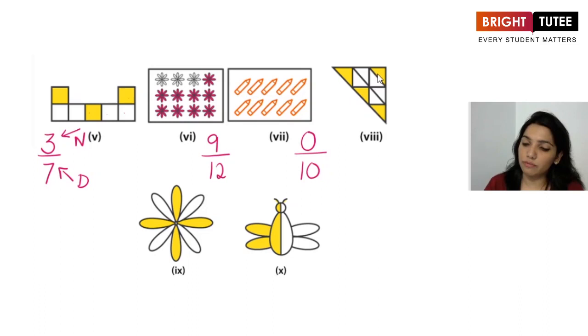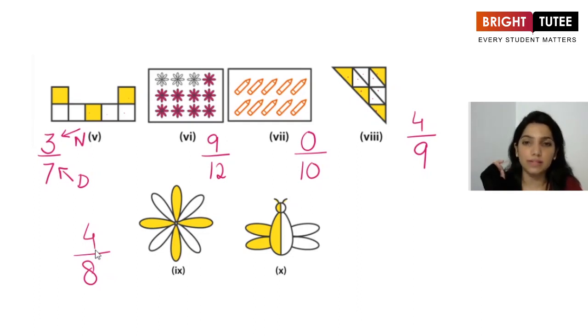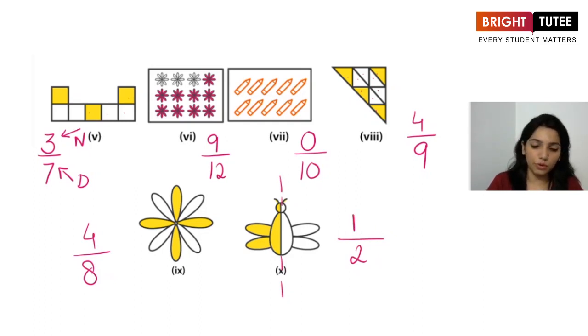Now the next one, we have 1, 2, 3, 4, 5, 6, 7, 8, 9. So out of 9, we see a total of 4 parts shaded. Now the next one, 1, 2, 3, 4, 5, 6, 7 and 8. I hope I've counted correctly. Okay. So out of 8, how many do you see shaded? 4. The next one, this particular structure has been divided exactly into 2 parts. Okay. This is the line. This line divides it into exactly 2 parts. So out of 2 parts, 1 part is shaded. I hope this is clear.